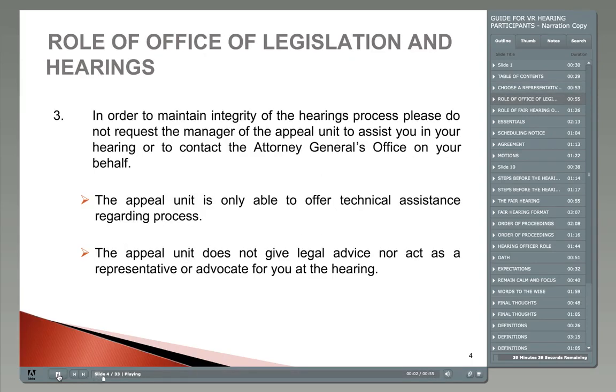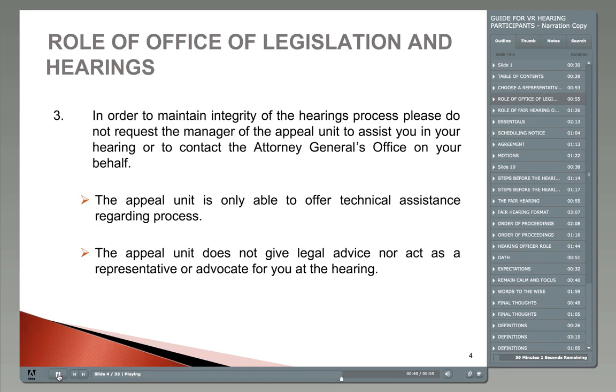So now that you've established who the representative is going to be and you're thinking about your case, it's important to remember that the Office of Appeals and Hearings or the Office of Legislation and Hearings is really there to administer the hearing process. They're there to get hearings scheduled. They're there to give technical assistance with who should come to a hearing from the agency, how many people should we have there. Those sorts of technical questions they can help with, but they're not really there to help you prepare your case. That's really the agency's job to do.